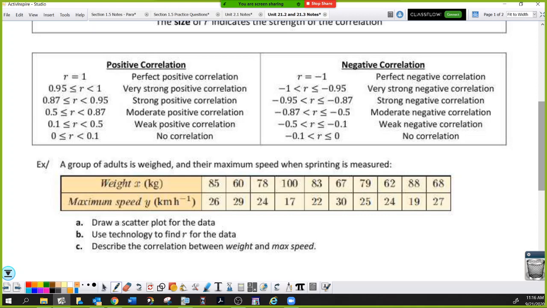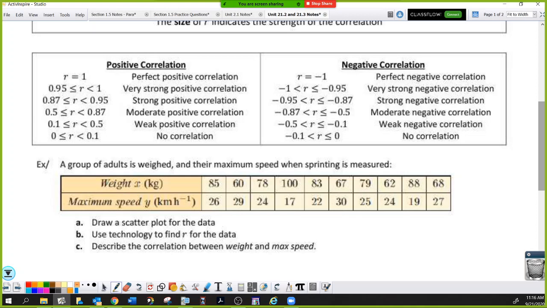So positive correlation. It's considered a very strong correlation if it's between 0.95 and 1. It's considered a strong positive if it's between 0.87 and 0.95. Moderate is 0.5 to 0.87. Weak positive is 0.1 to 0.5. And anything between 0 and 0.1 would actually be considered really no correlation. They're not really related at all.